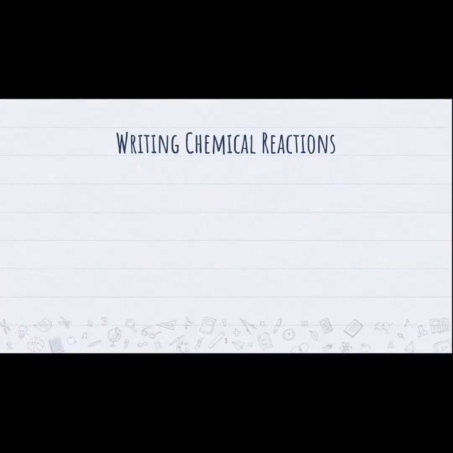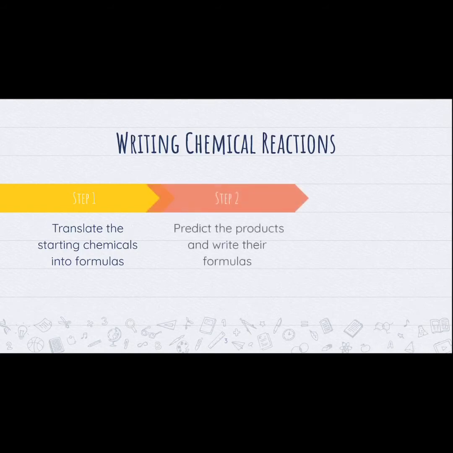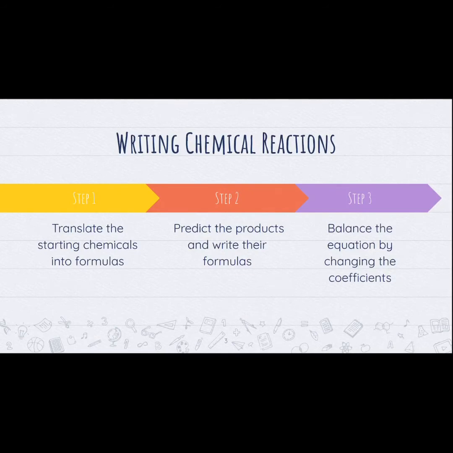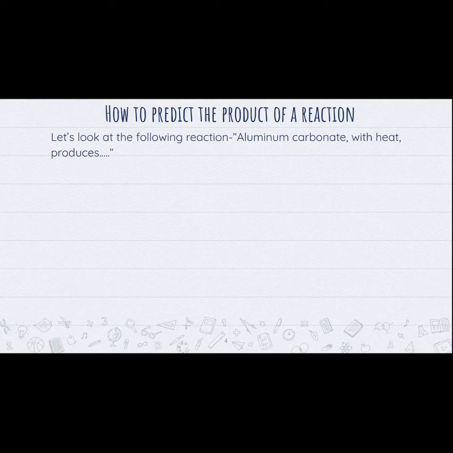Again, today we're going to talk about writing chemical equations and just practice that a little bit more. So please just remember the 3 steps. The first one is to translate the starting chemicals into formulas. And then we predict the products and write their formulas. And the last step is to balance the equation by changing the coefficients. So let's go ahead and practice that. We're looking at the reaction aluminum carbonate with heat produces what?